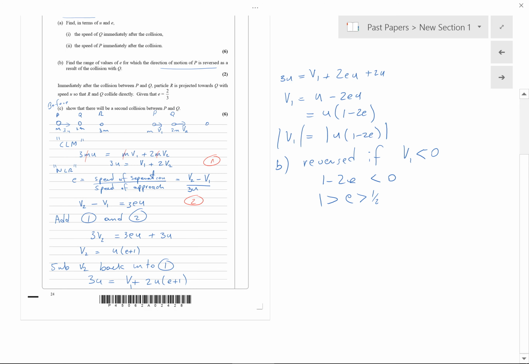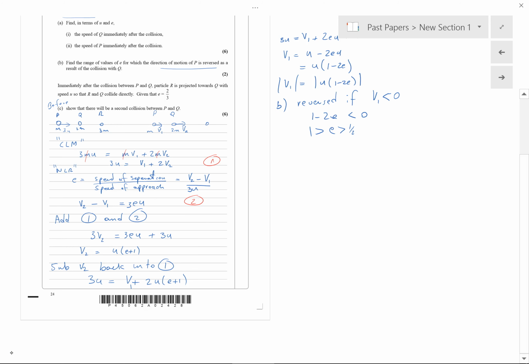Okay, let's tidy this up a bit and let's get going with part C. So here we've got another collision going on.